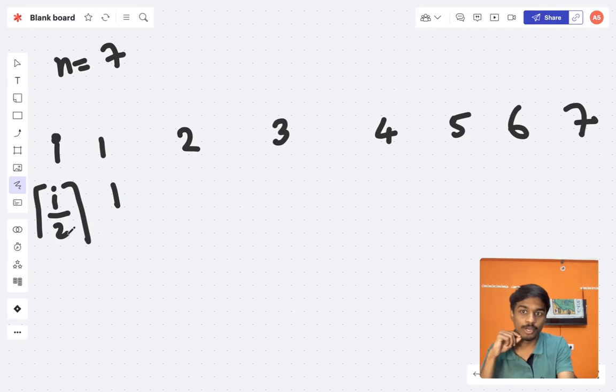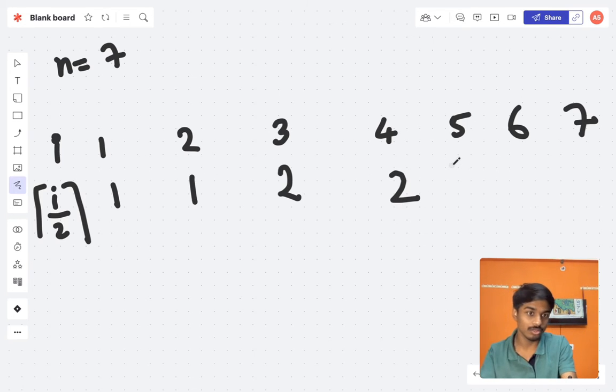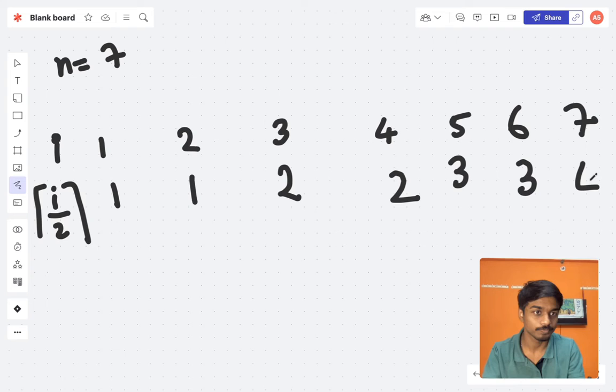Now, what is 2 by 2? 1. If you ceil it, it will be 1. 3 by 2 is 1.5. 1.5, if you ceil it, it will be 2. 4 by 2 is 2. 5 by 2, we saw in the question itself, it will be 3. 6 by 2, it's automatically 3. And 7 by 2 is 3.5. If you ceil it, it will be 4.